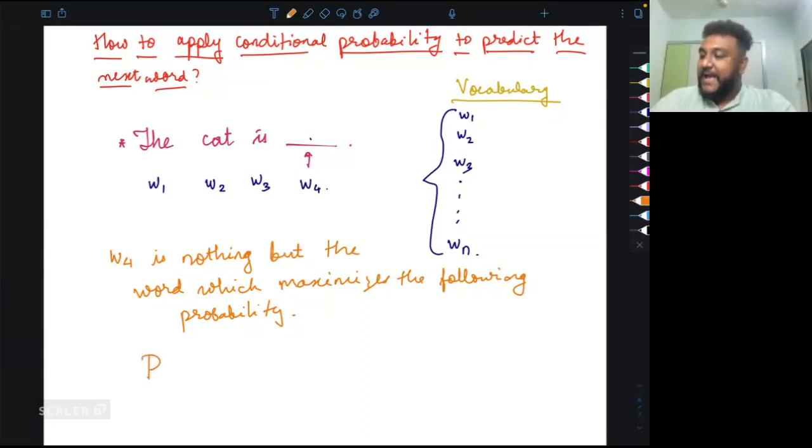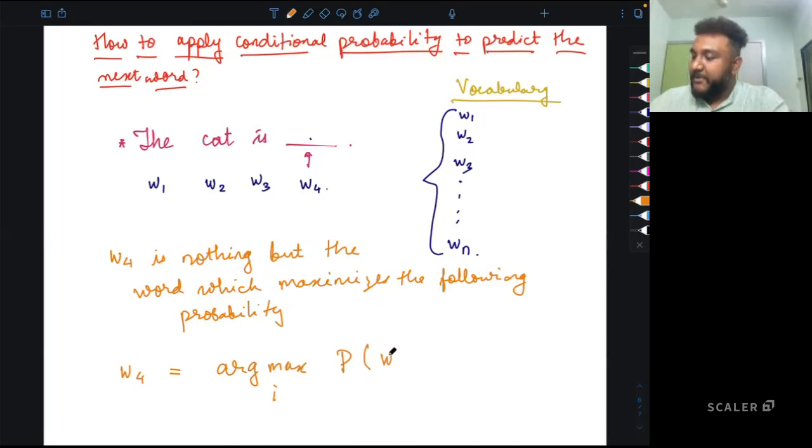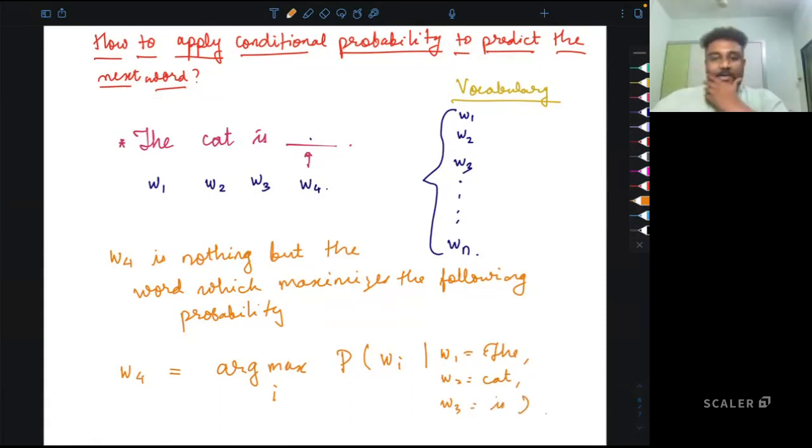So essentially, I want to find argmax. I'm saying word 4 is nothing but argmax over i of P(Wi given W1 equals the, W2 equals cat, W3 equals is). Any word which maximizes this conditional probability is nothing but the word which I will predict as the next one. This is now going to be my strategy for predicting the next word.